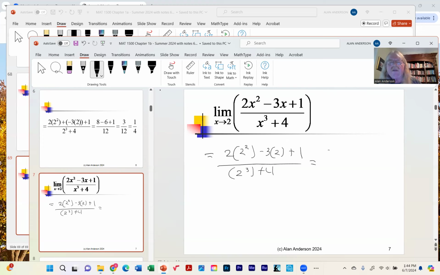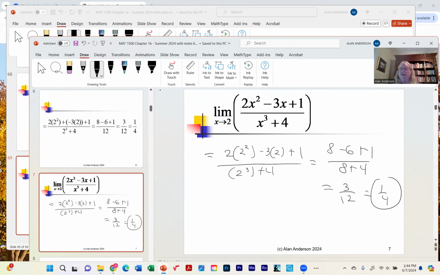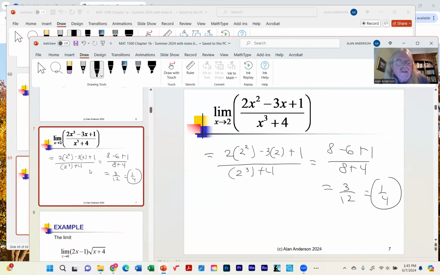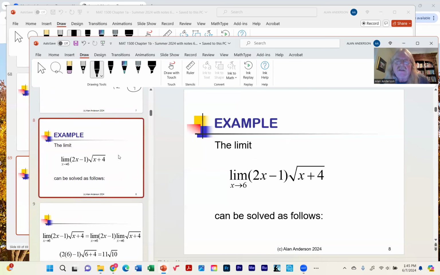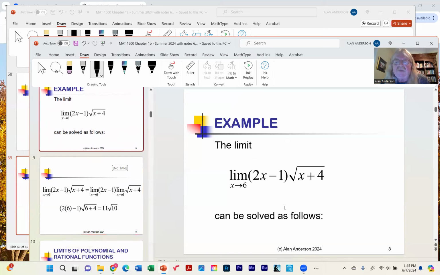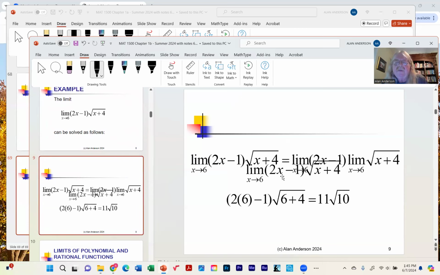And you'll end up here with 8 minus 6 plus 1 over 8 plus 4. It is the same. Okay. Oh, but look at this disaster. Oh. Okay, not a problem. We'll break it up into a product. And let's see, let me copy this to the next slide. And so, yes, we break it up into the two parts.